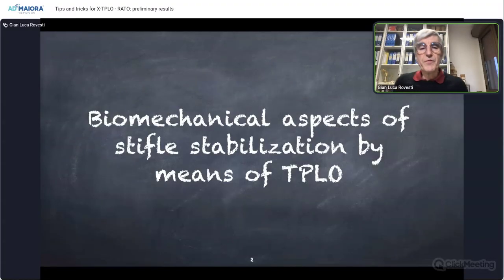We will start very briefly with the biomechanical aspect of the stifle stabilization by means of TPLO. Of course, this is a half an hour lecture, and we will not enter every detail because you know that it's a very extensive topic, but we will try to address some specific points.